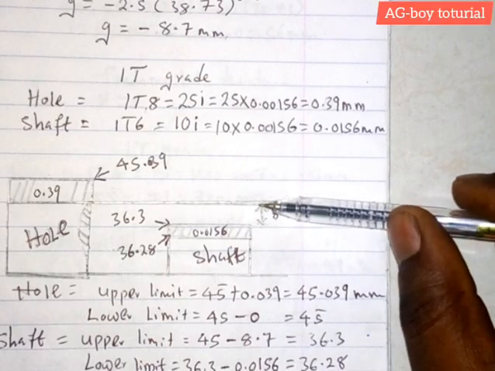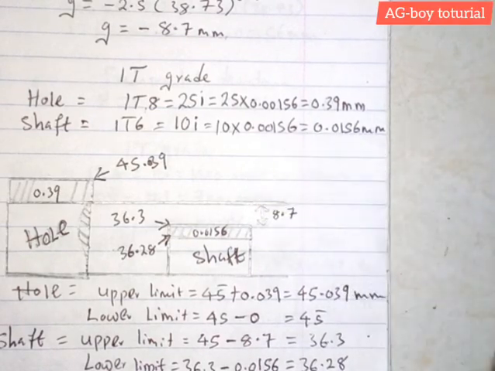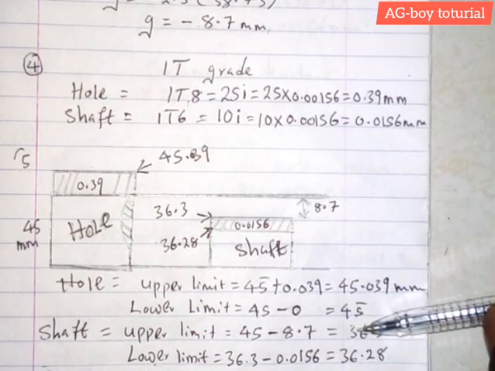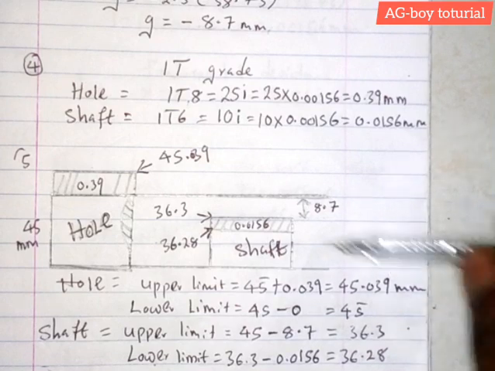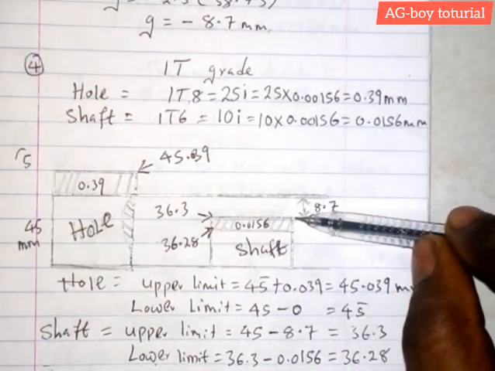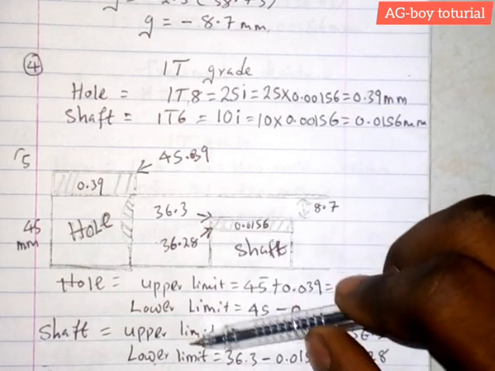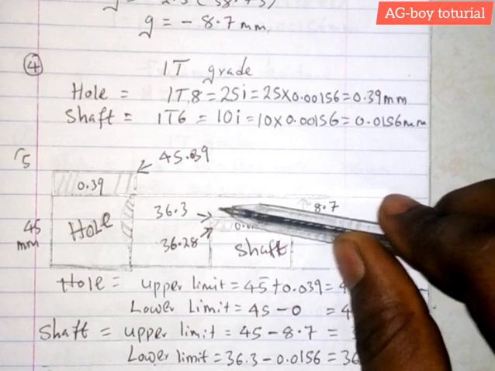That's why there's an allowance here. And once it's below the basic line, it's always negative. All right, so our upper limit for our shaft is 36.3, which is this 36.3, our upper limit. Then our lower limit, then we will now say 36.3 minus the tolerance.